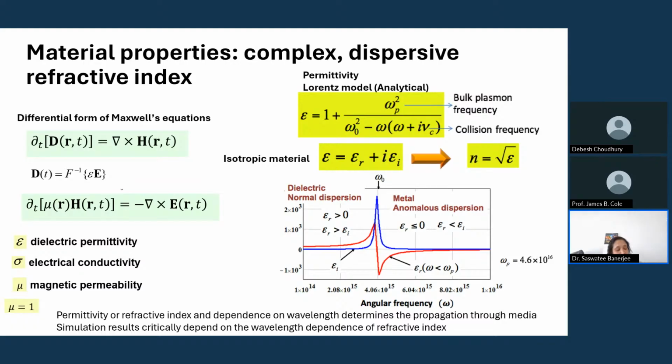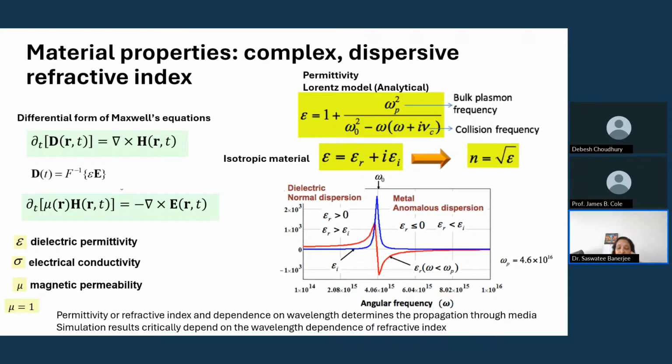That is, this n or this epsilon. These actually depend on wavelength. As you change the wavelength, even in the visible spectrum, their values can change. This is important to be very aware of. This is called dispersion, basically. And as I told you, this Lorentz model is good because it shows you how these parameters really behave with wavelength.